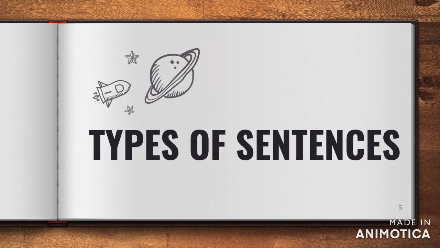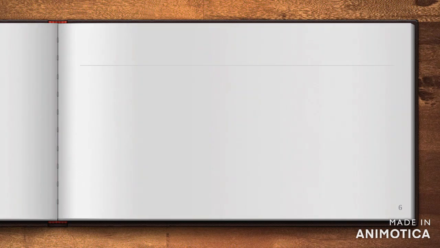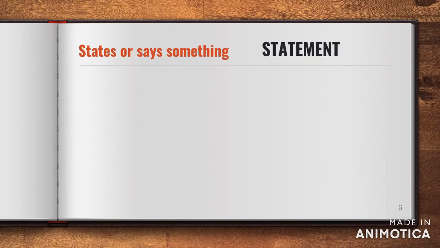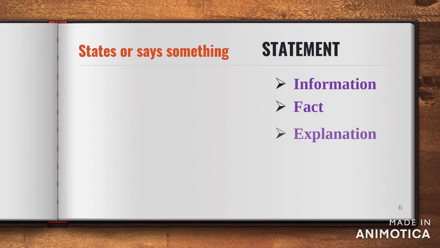Now let's look at the different types of sentences. A sentence that states or tells us something is known as a statement. Statements can provide us information. It could be a fact or it could offer us an explanation.